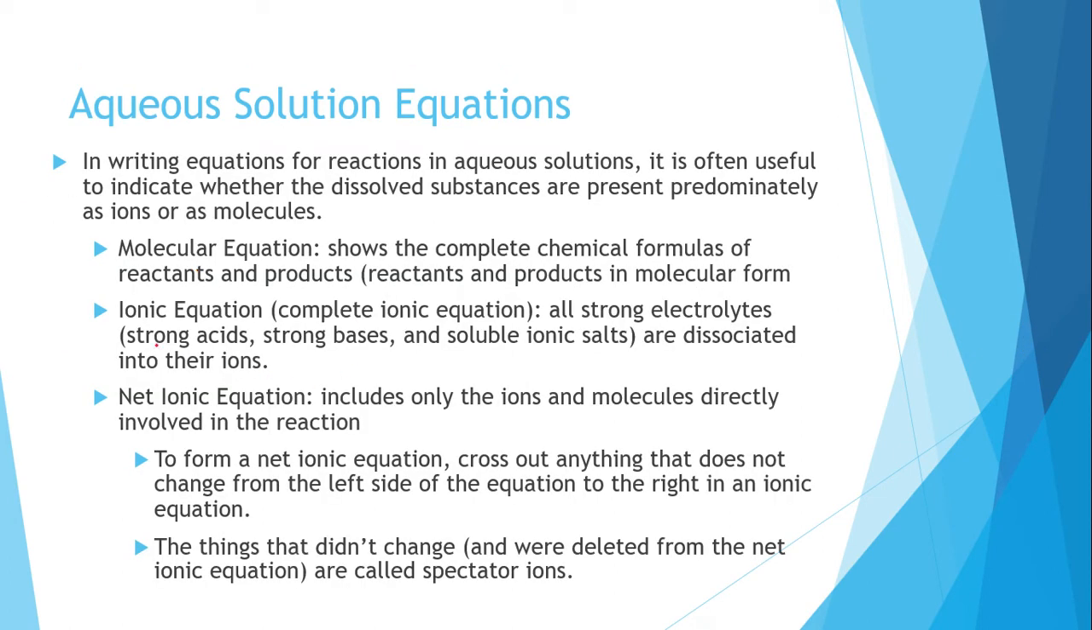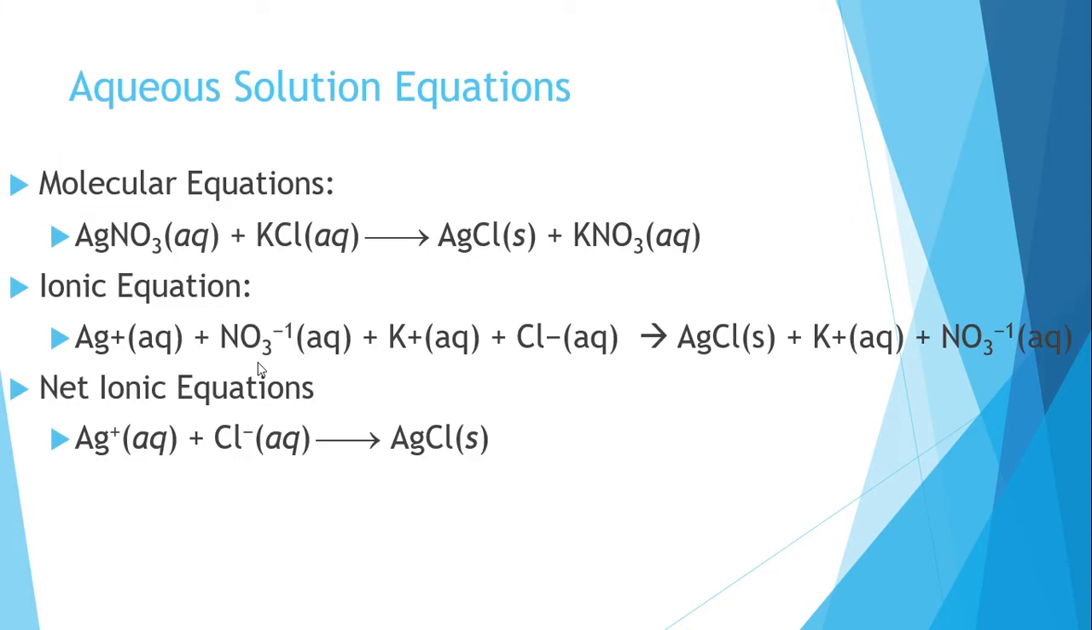However, since in aqueous solutions things dissolve and break apart into their ions, we like to give complete ionic equations. This is where everything that's a strong electrolyte and soluble, such as strong acids, bases, and salts, are split apart into their ions. If you look at an ionic equation, again, you're going to see silver nitrate split into the two ions that it creates, silver with a +1 charge and nitrate. Then you're going to see the potassium chloride split into K +1, Cl -1.